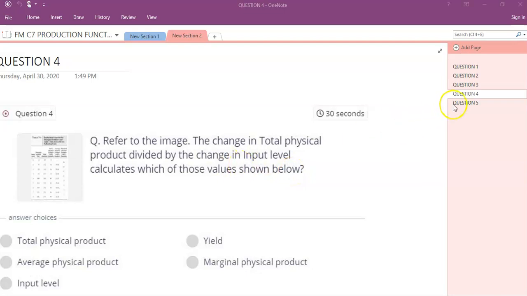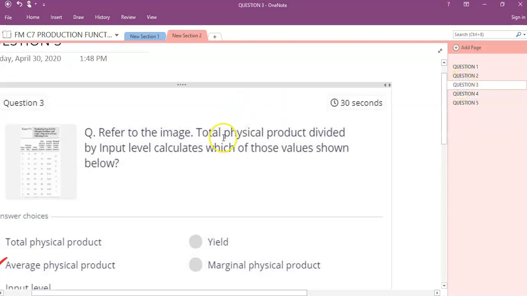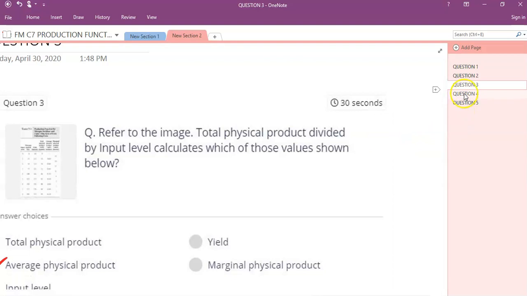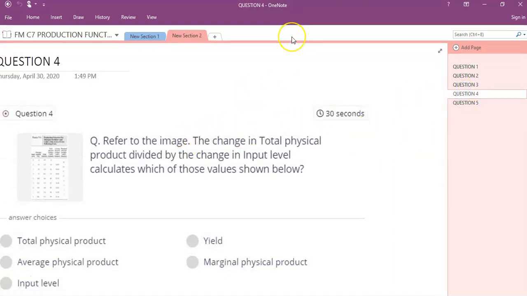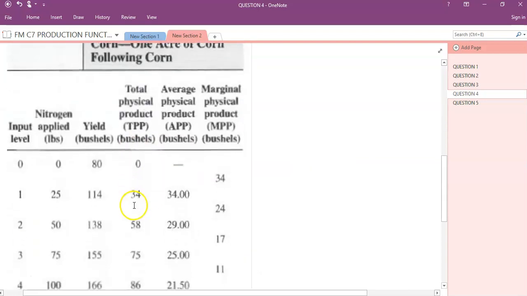Let's take a look at question 3. Total physical product divided by input level. Here we are looking at the change in input level, the change in total physical product, the change in input level. That's the difference. So let's take a look at our table again.